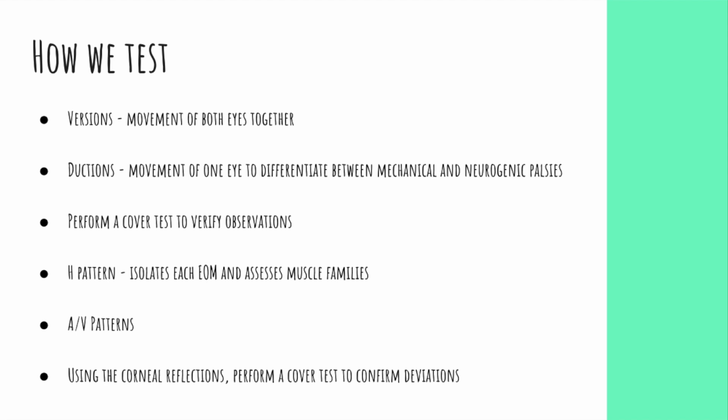The H pattern isolates each extraocular muscle and assesses the muscle family itself. It identifies the agonist, the contralateral synergist, the ipsilateral antagonist, and the contralateral antagonist.